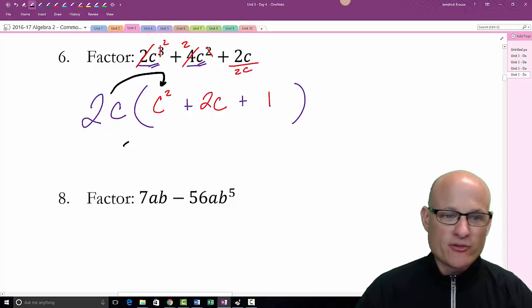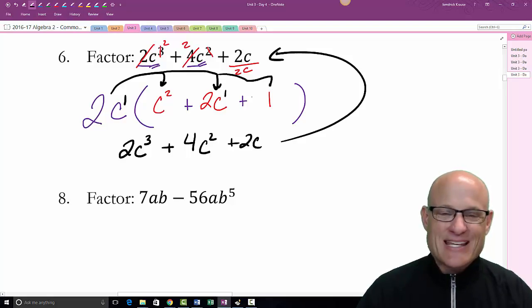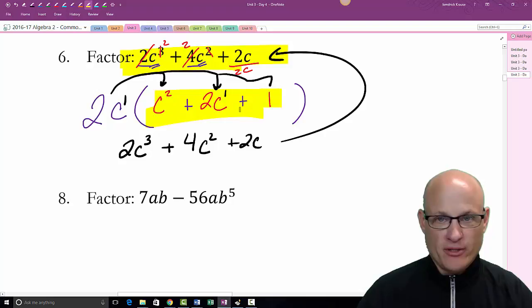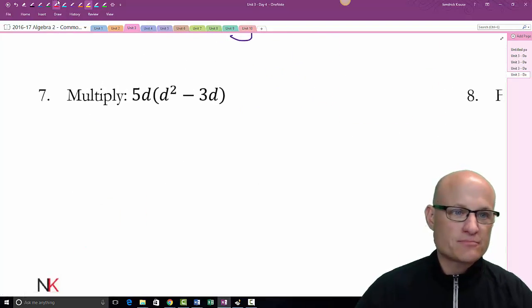2c times c squared is 2c cubed, add the exponents, remember there's a 1 here, plus 2c times 2c is 4c squared, remember there's a 1 here too, and then 2c times 1 is just plus 2c. So remember, the key is if you started with a trinomial, you got to end with a trinomial. All right? Don't forget that. Let's distribute.